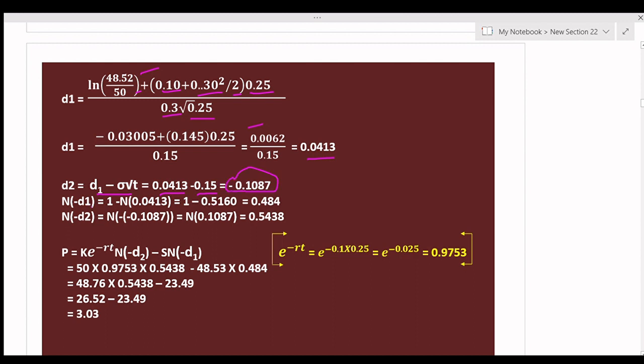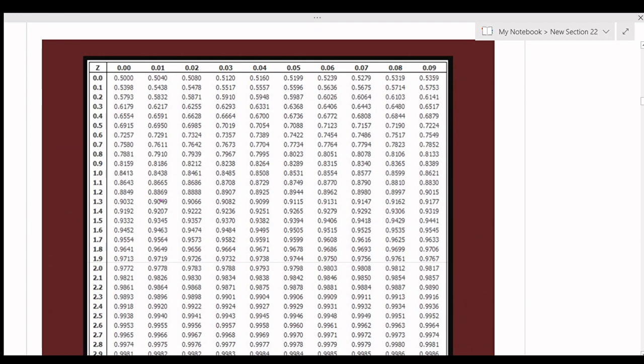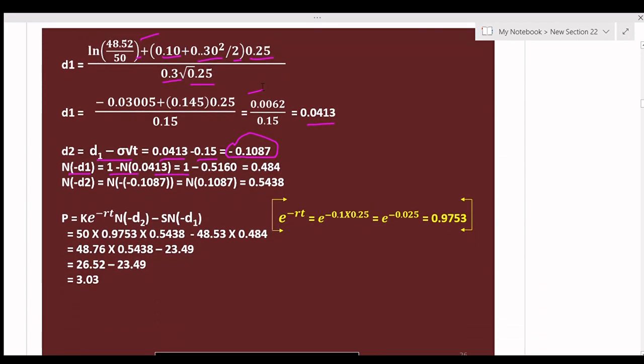Now N(minus d1) is equal to 1 minus N(0.0413). You see the value here for 0.04 is 0.5160. Here it is 0.0413, and you deduct 0.5160 from 1, it will be 0.484.